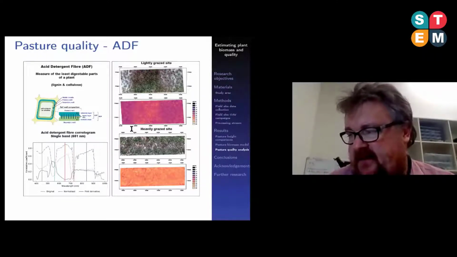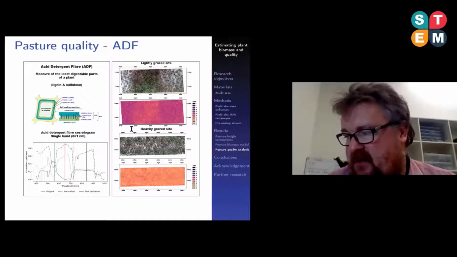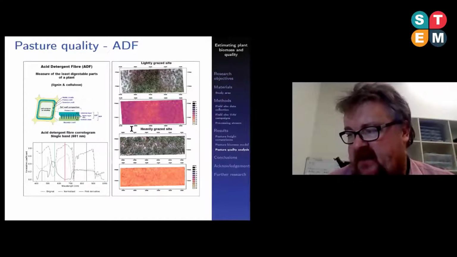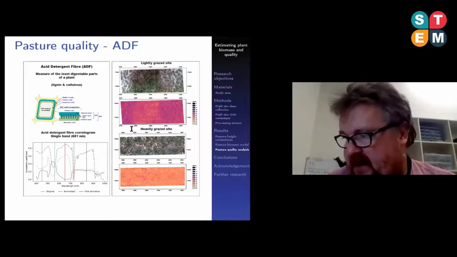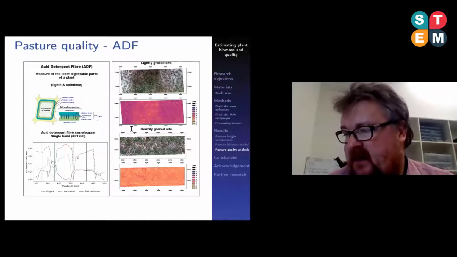Next, the acid detergent fibre chemistry was modelled using all spectral bands to determine the best indicator. Acid detergent fibre is a measure of the least digestible part of a plant, in particular the lignin and cellulose layers of a plant cell.